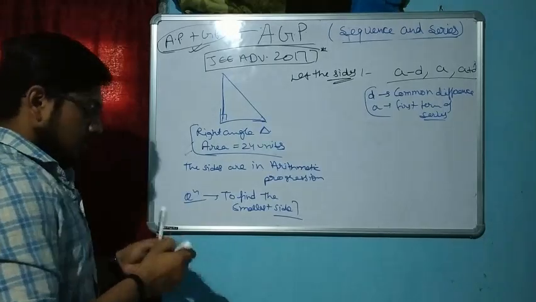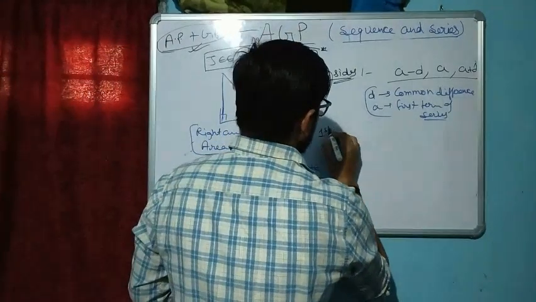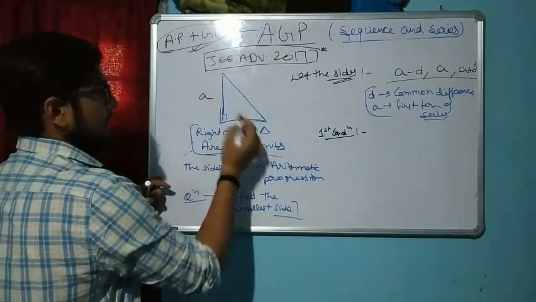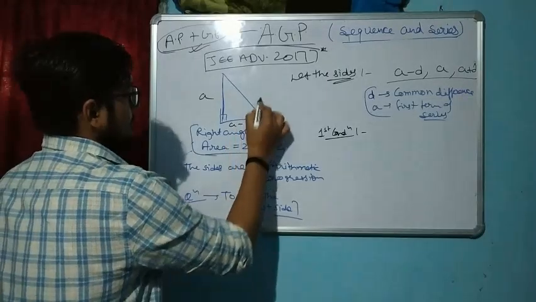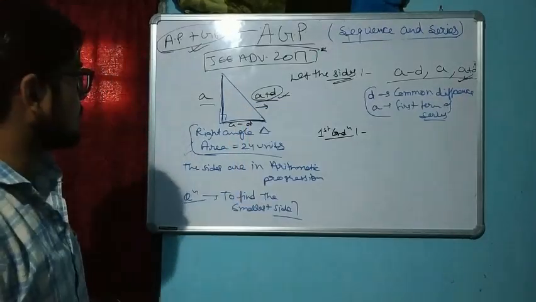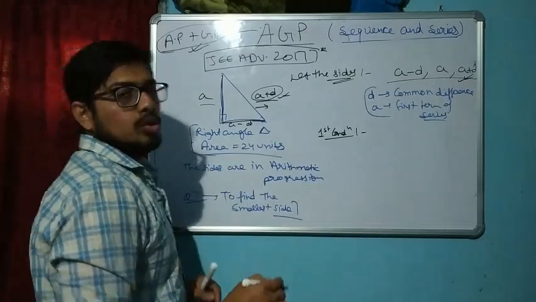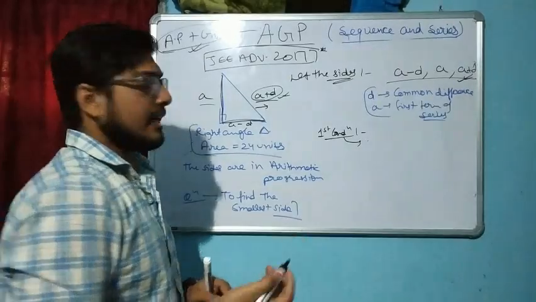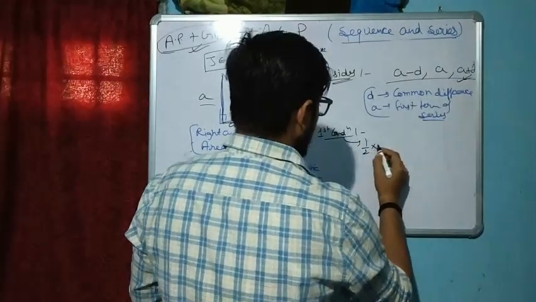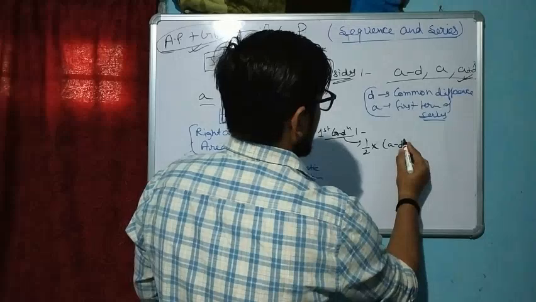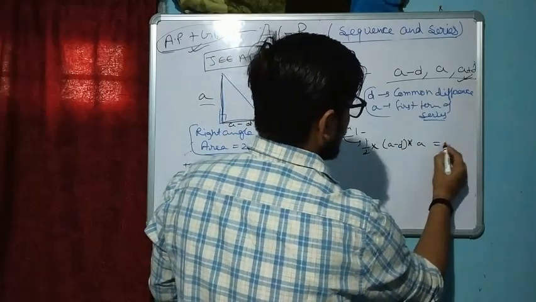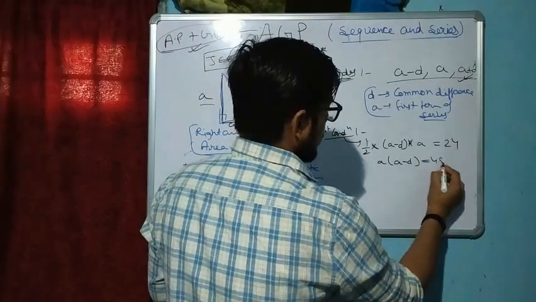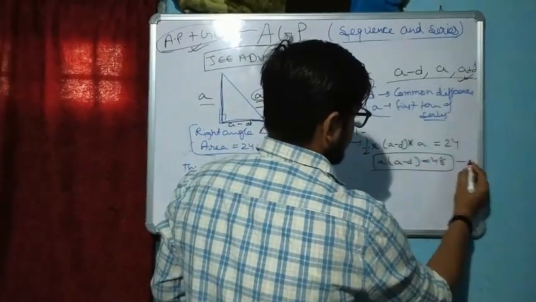Now, the first condition that is given to us is that the area is equal to 24 units. We know that the area of a right angle triangle is half into base into height. So the base is a minus d and the height is a. We equate it to 24. We will get a into a minus d equals 48. So this is the first equation.